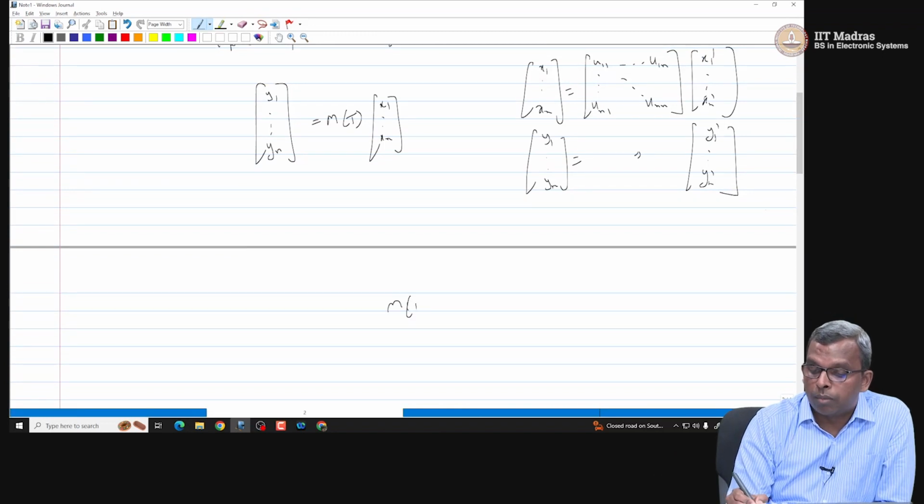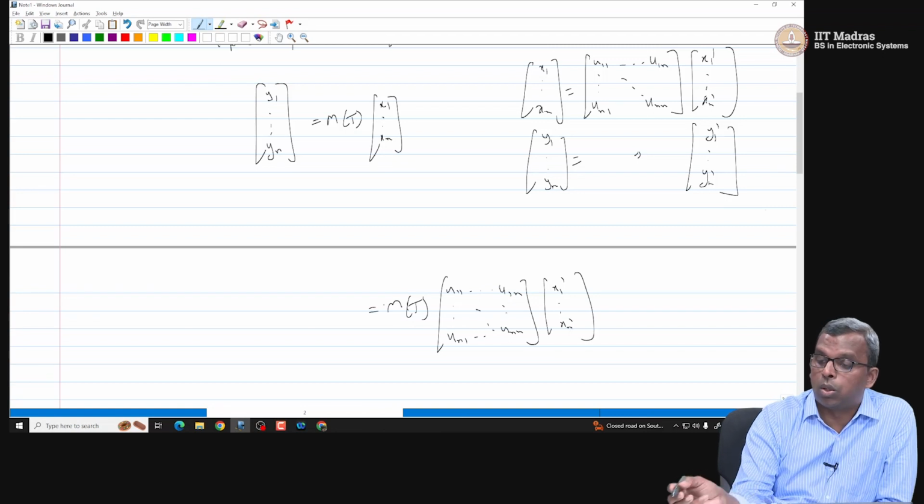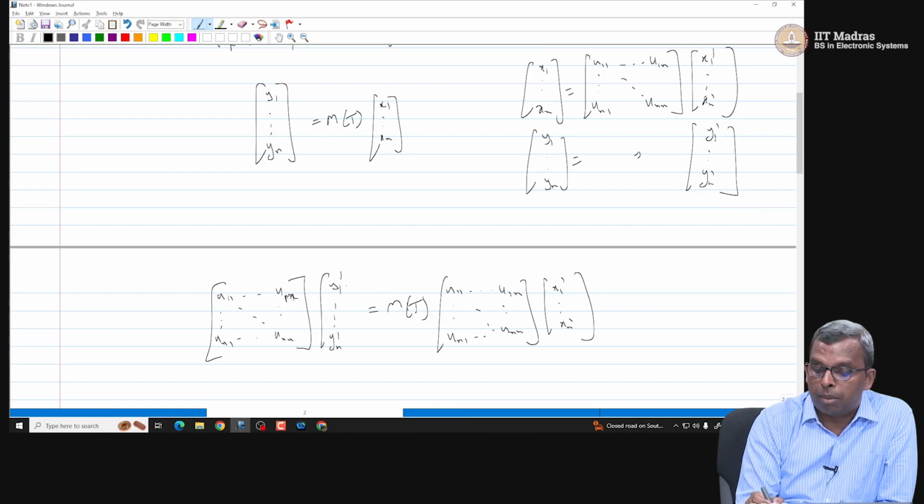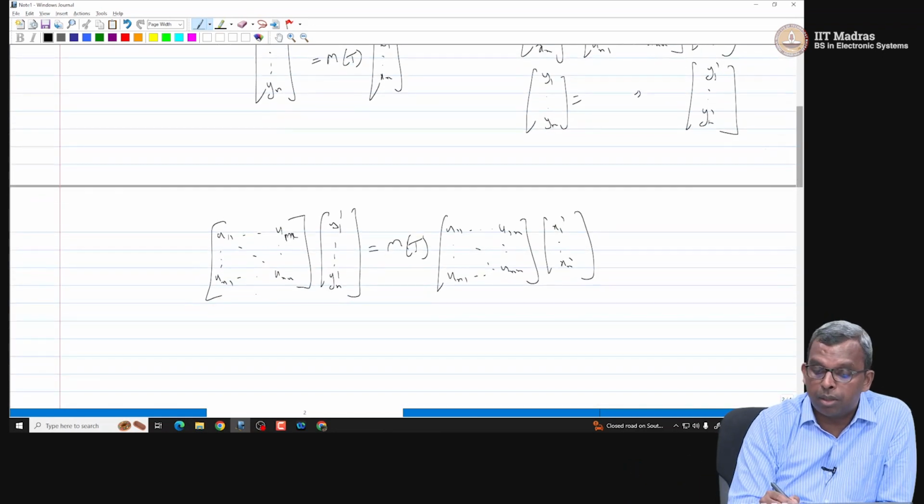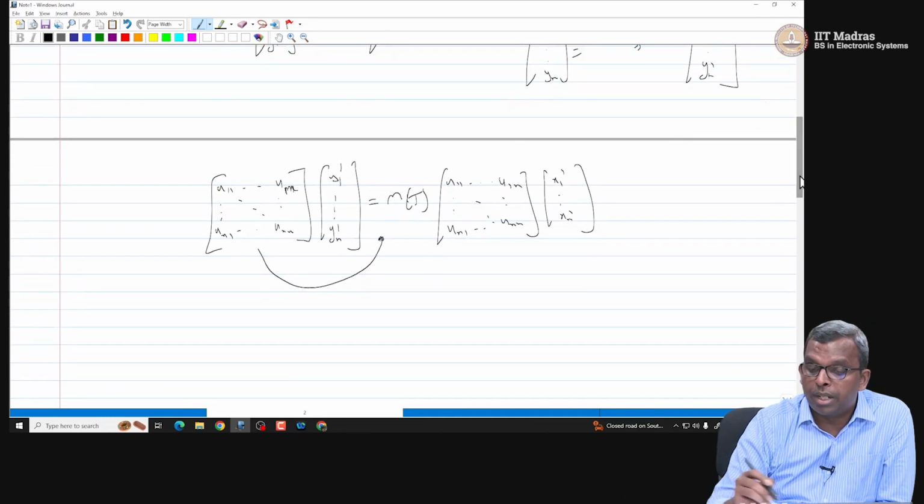So, m of t times this basis matrix, I am just writing it in painful generality here, times x1 prime to xn prime has to be equal to the same matrix, u11 to u1n, un1 to unn, times y1 prime to yn prime, right? Now I know this matrix is invertible, so how do I take it to this side? I multiply both sides with the inverse of this matrix. So be careful about commutativity and all that.